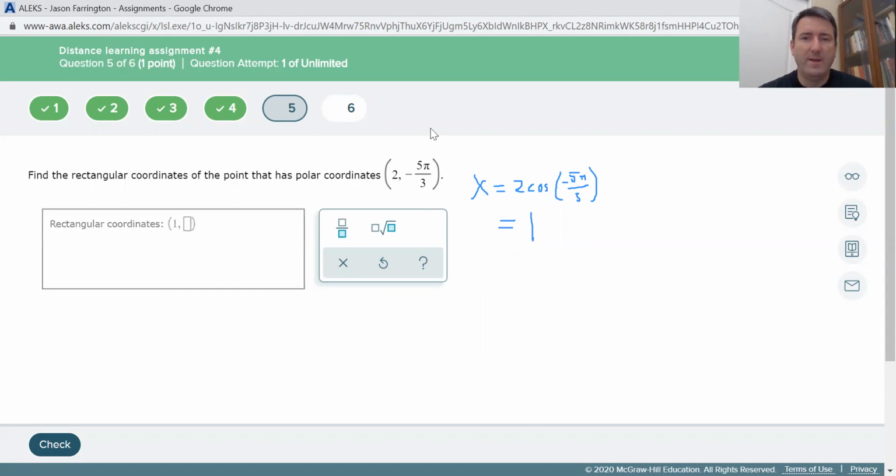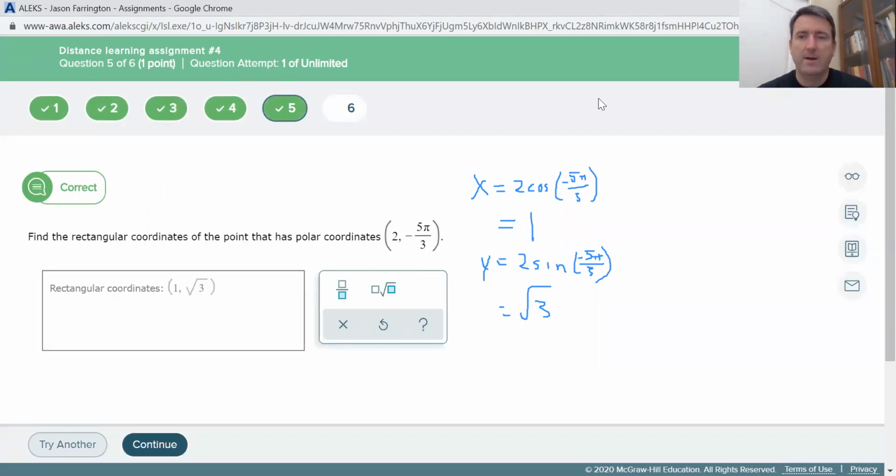And then y is equal to 2 times the sine of negative 5 pi over 3. And again, negative 5 pi over 3 is the same as pi over 3. And the sine of that is going to be square root of 3 over 2. Square root of 3 over 2 times 2 is just going to be equal to the square root of 3. And so we can go over here and enter the square root of 3. All right.